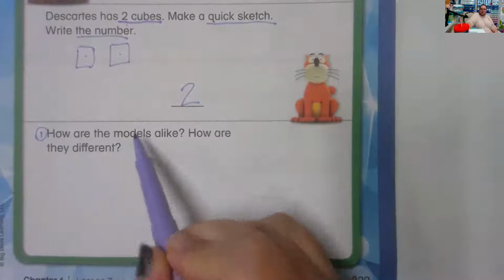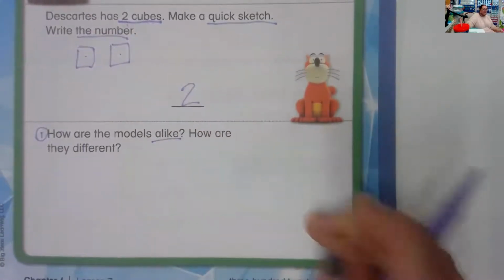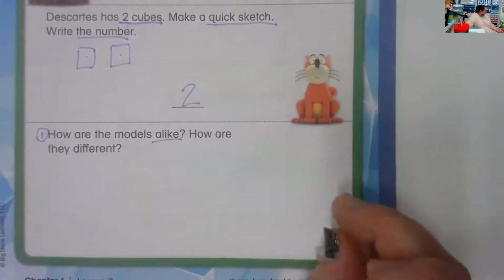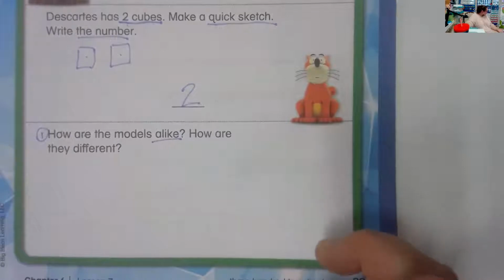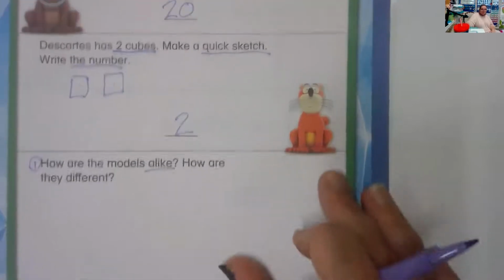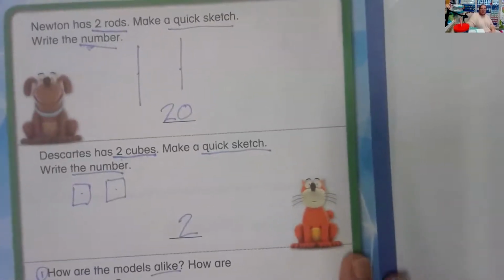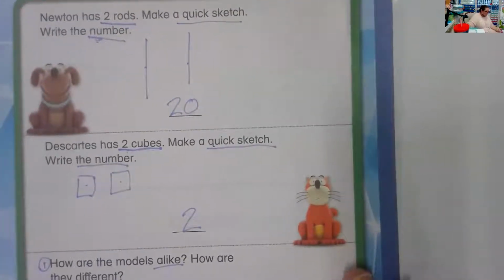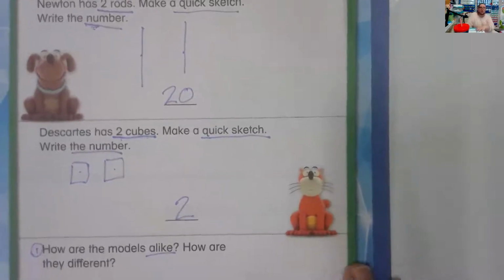How are the models alike? What does alike mean? Like, how are they the same? Yes, let's start with that. How are the models alike? Because they both have 2 in them. Ooh, they both have 2s.